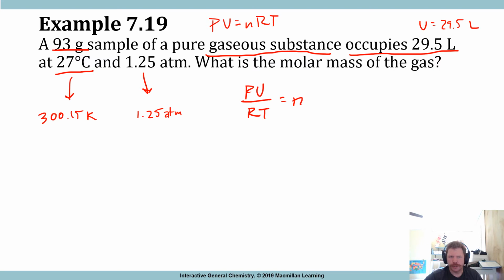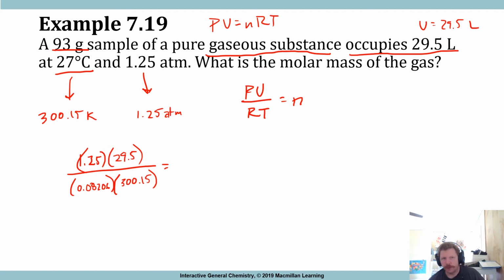So I have my pressure, which is 1.25, volume, which is 29.5, my R value, which is 0.08206, my temperature, which is 300.15, and my N value, my number of moles, is going to be my mass of my gas, 93, divided by molar mass. So molar mass is the part that I don't know. And so that's what I'm going to be working to solve for.